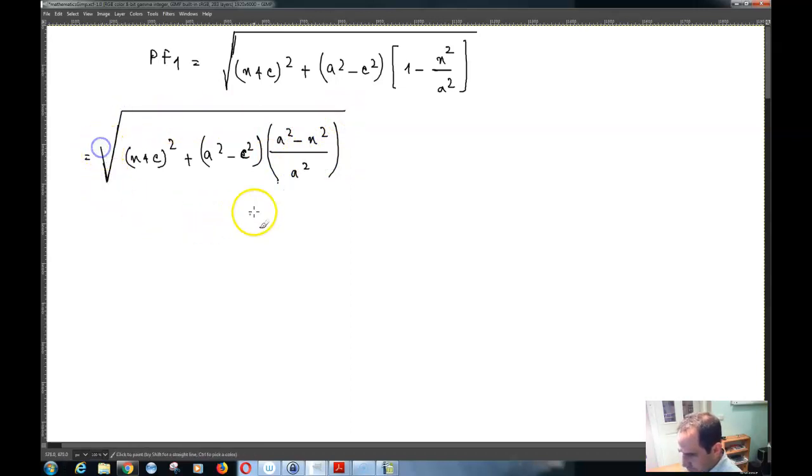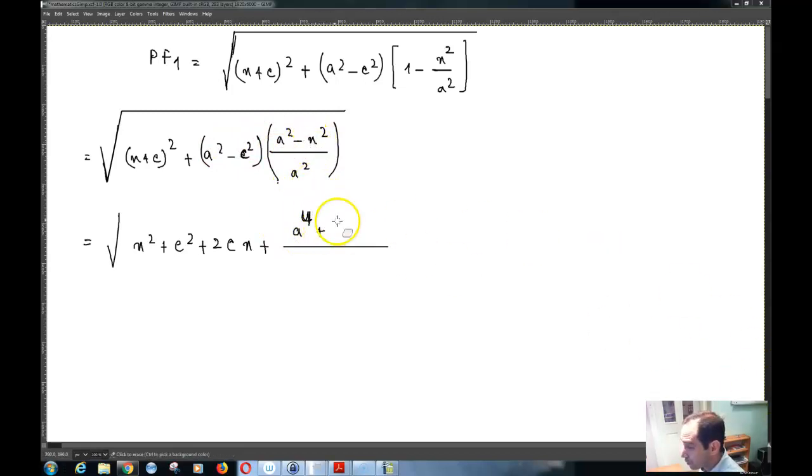And now you can write that as the square root of x squared plus c squared plus 2 times cx plus a raised to the power 4 plus a squared, minus a squared x squared, minus a squared c squared, plus c squared x squared, all over a squared.